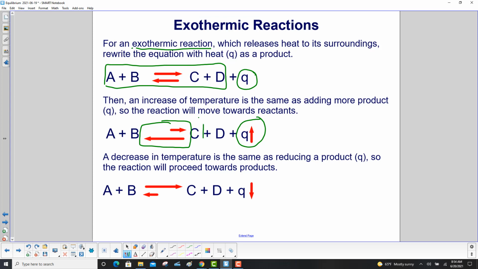Just like if we increased either C or D, the reaction would go right to left. If we decrease the temperature, that's the same as reducing a product. So the reaction will proceed towards the products, like shown right here. This is very similar to Lenz's law in physics. If you've had physics already, you might see the similarity.